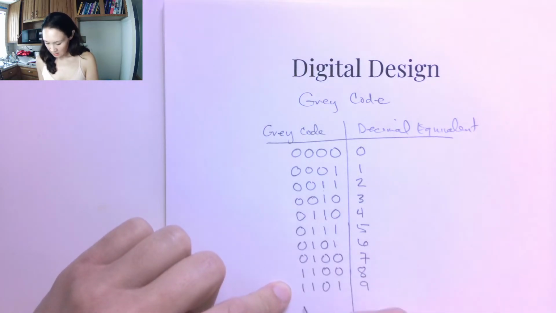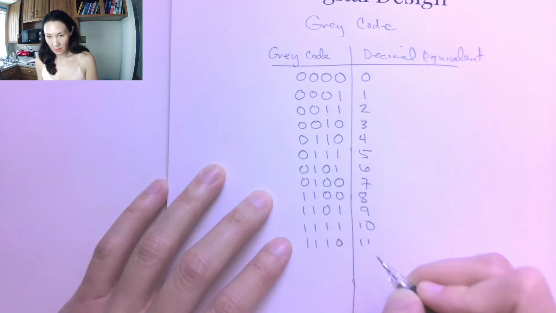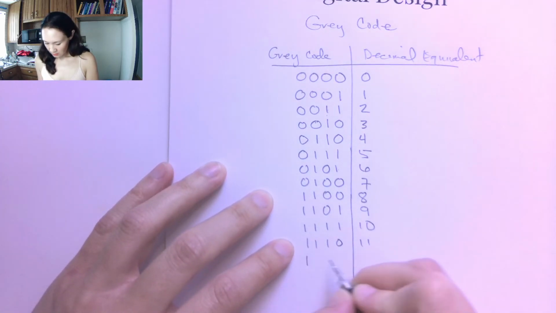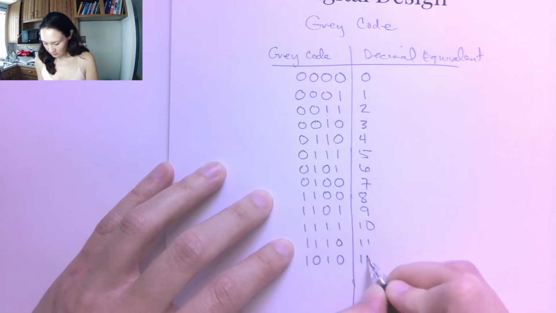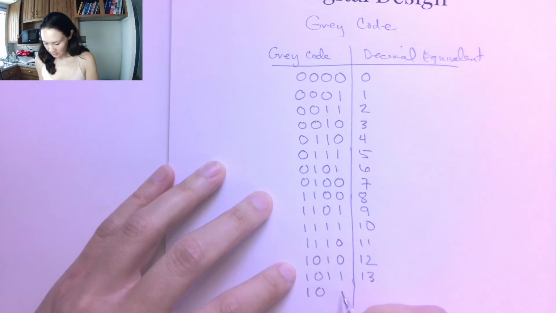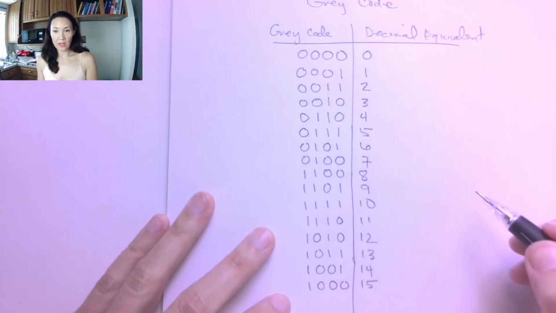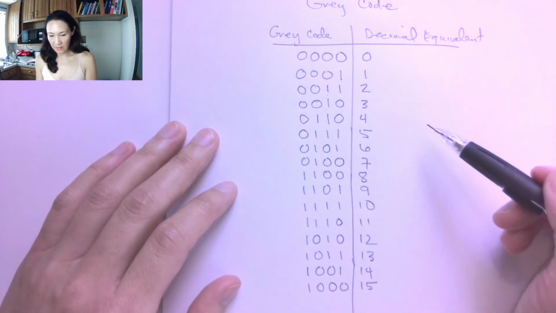And then for 10, all of these will be 1. And then moving on to 11, these stay the same, and this one flips. And for 12, these stay the same and this one flips. And then for 13, these stay the same and this one flips. And for 14, these stay the same and this one flips. Finally, 15, these stay the same and then this one flips to 0. Okay, so this is the Gray code for 4-bit inputs.